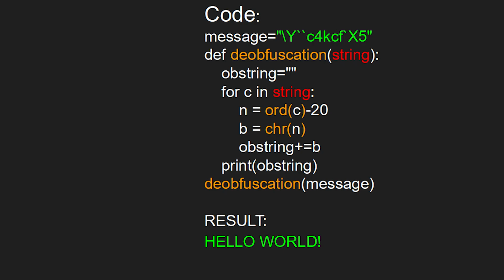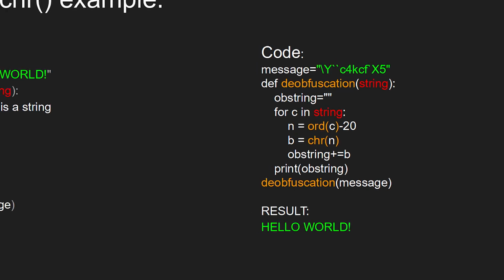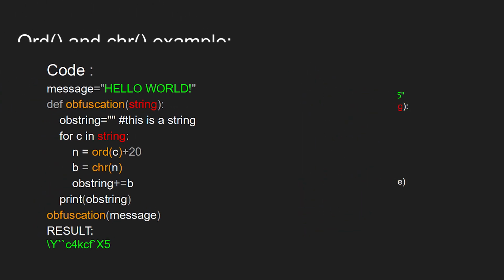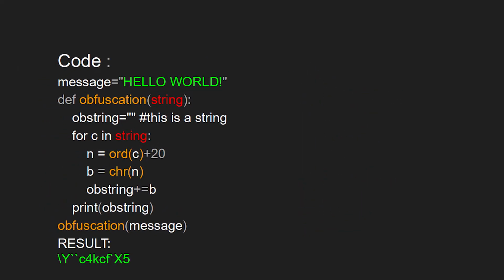Let's first try to understand the first code. So we have a string called message that has hello world as a value. We created a function, we called it obfuscation, and it takes a string. We have a local variable that will store our obfuscated string.